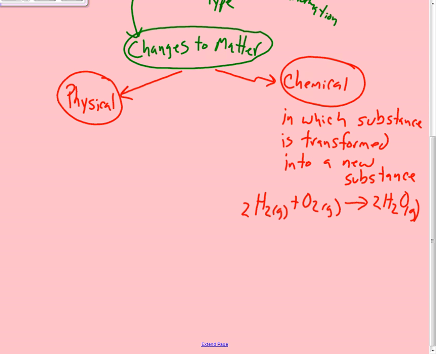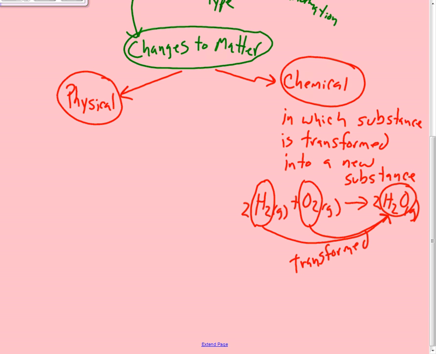Good. Notice I start off here with hydrogen and oxygen elements, and when I'm through, they have combined and they form something new, which is water. That is a transformation. That means the hydrogen has been transformed. That means the oxygen has been transformed into a new pure substance, into water. And so that is a chemical change. And when we talk about reactions, those are chemical changes.